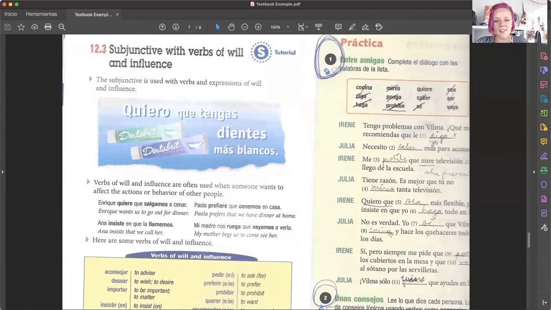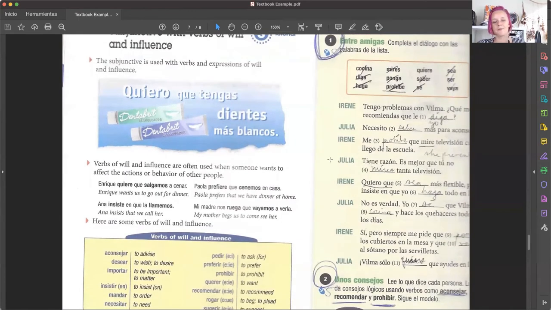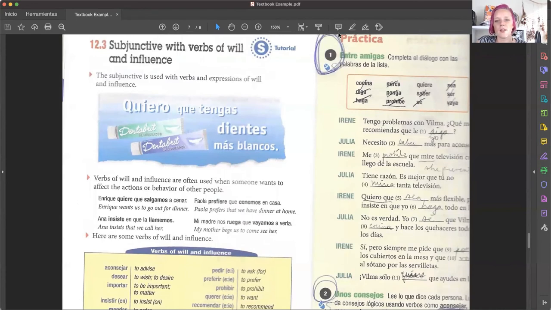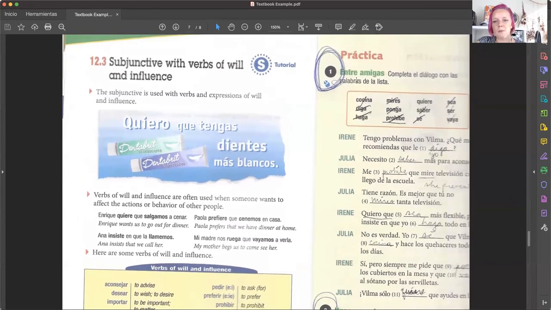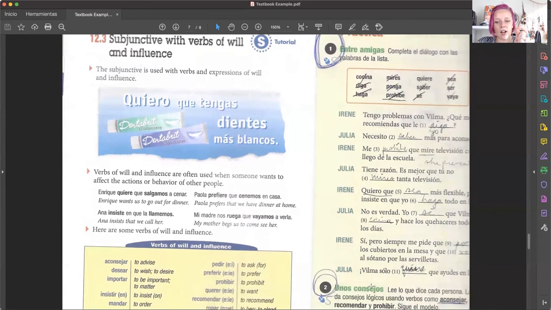Oh, and I circled this one because I think this is a really, really good one. You ready? Okay. Entre amigas. What you have to do in this practice is complete the dialogue with the words from the list. And you've got all of the words already conjugated. It's a dialogue, and the students have to fill in. But here's what I love about this too, there's some that are in the subjunctive and some that are not. So they're still getting that practice, and they have to choose based on the context and the communication of what's going on in the sentence.